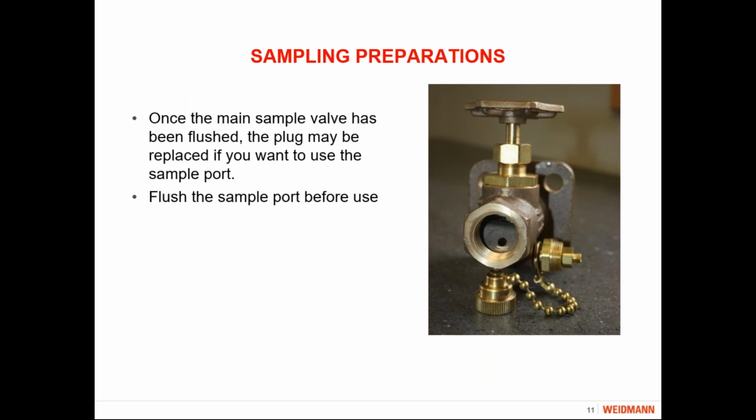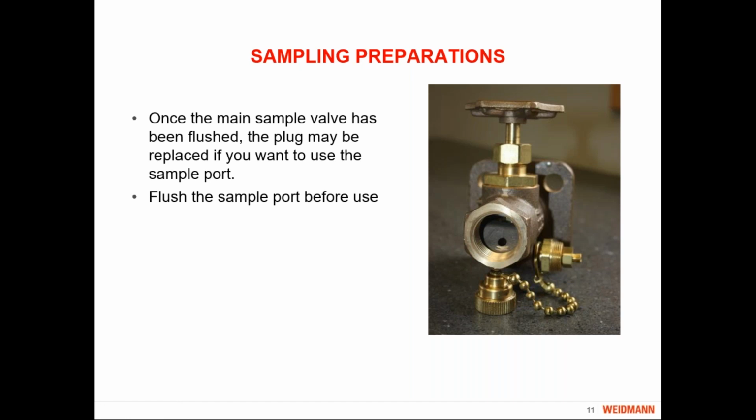Once you've flushed the main sample valve, if you don't want to use an adapter device, reinsert the plug and tighten that down, and then you can open up the sample port, which is the brass here on the side. If you're going to use a sample port, again, you want to crack that open and flush a little oil through that, to make sure that the sample port is cleaned off.